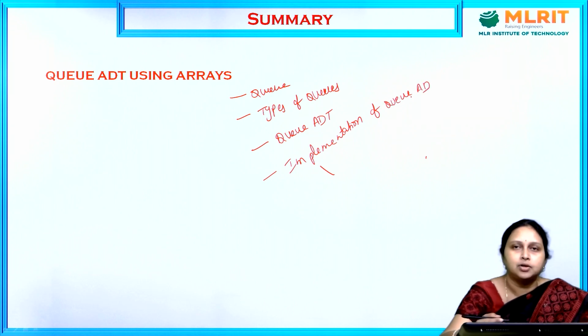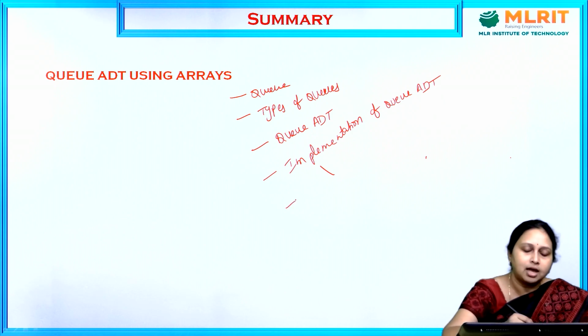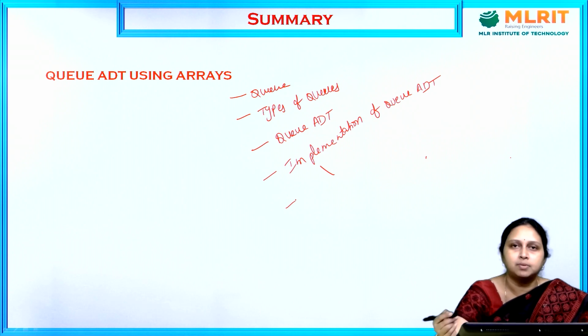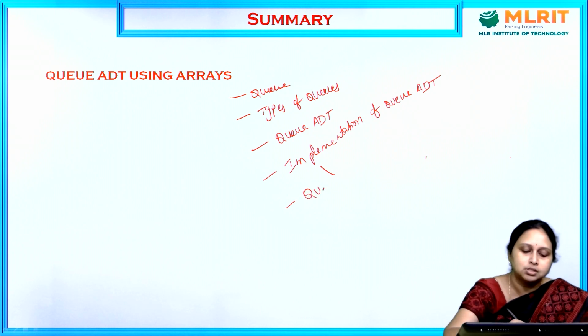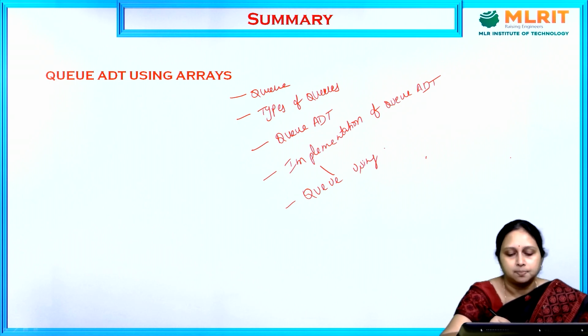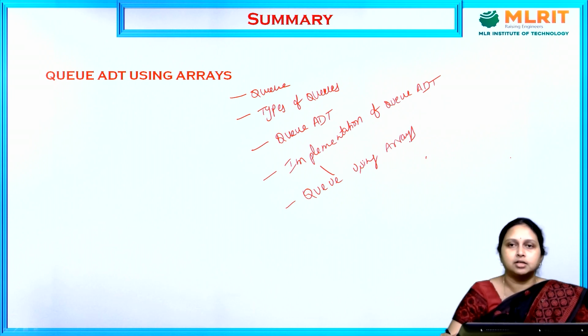In this again you have 2 types we have seen. One is queue using arrays, another one is queue using linked list. And in that we have seen how to perform the implementation of queue using arrays, the first method. These are all the concepts we have covered in this session.